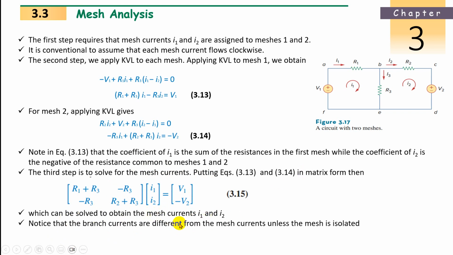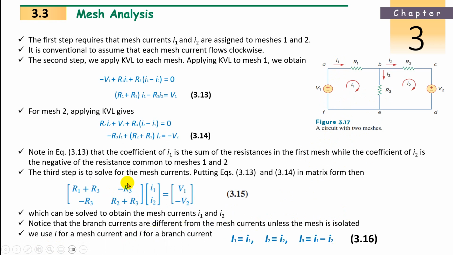Notice that the branch currents are different from the mesh currents unless the mesh is isolated. We are not isolating any mesh, so branch currents and mesh currents are different. That's why small letters and capital letters play a major role. We use small i for mesh currents and capital I for branch currents. Capital I1 is equal to small i1 in the same direction. Next, capital I2 is equal to small i2.